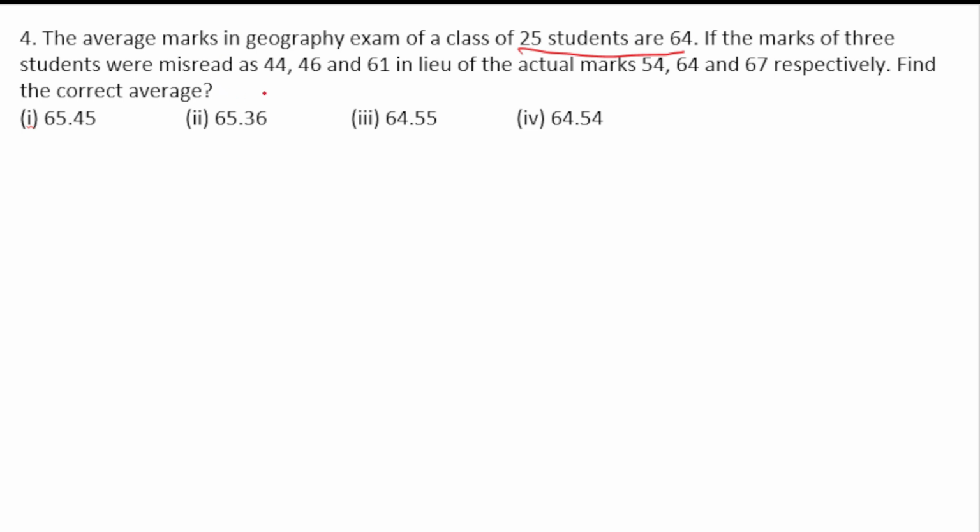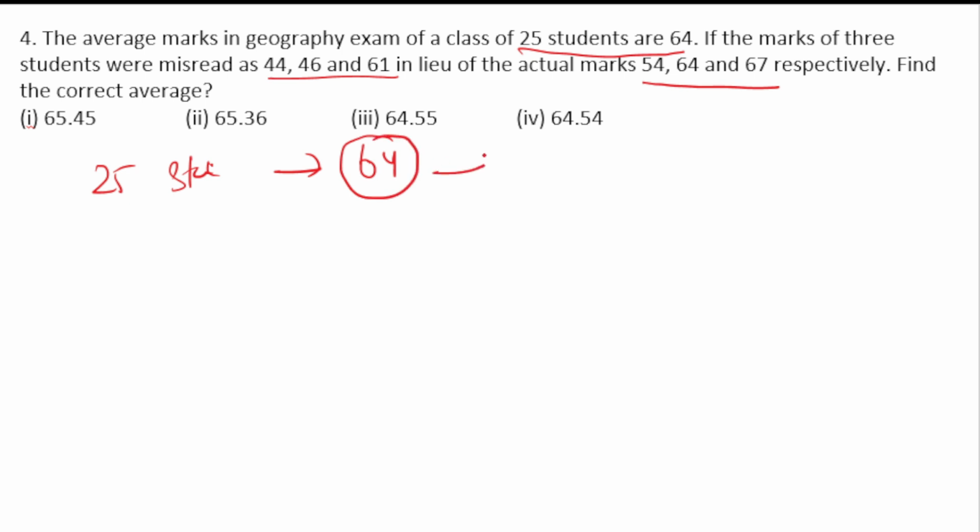If the marks of 3 students were misread as 44, 46 and 61 in lieu of the actual marks, 54, 64 and 67 respectively, find the correct average. See here there are 25 students. Okay. And the average is 64. From this average, the mistakenly read marks are 44, 46 and 61. These marks are mistakenly read.